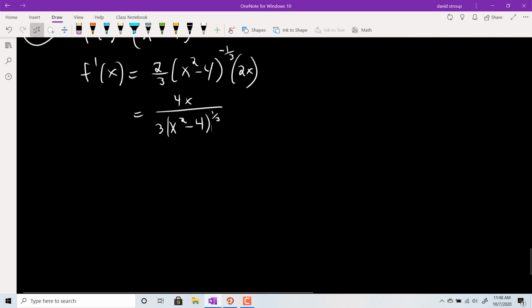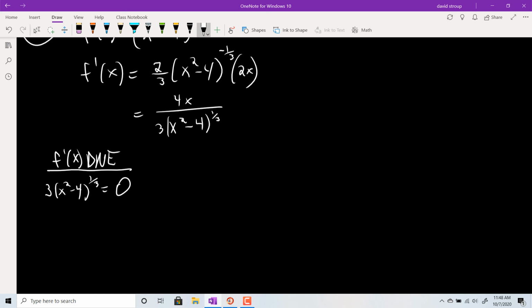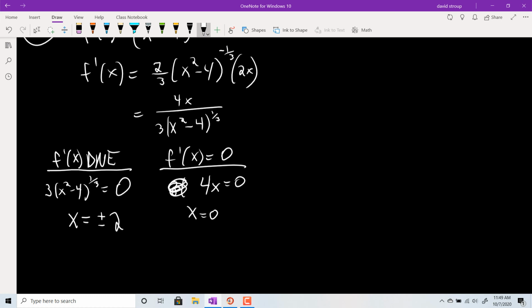And then f prime of x does not exist when the denominator is 0. So 3 times x squared minus 4 to the 1/3 is equal to 0. Clearly the x values that will make that 0 are plus or minus 2. Okay. And then I look for where f prime of x is equal to 0. So this time I take the numerator and set it equal to 0. So x will be 0.